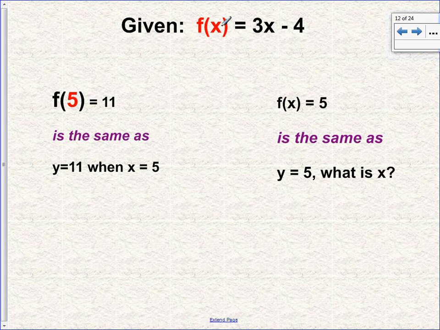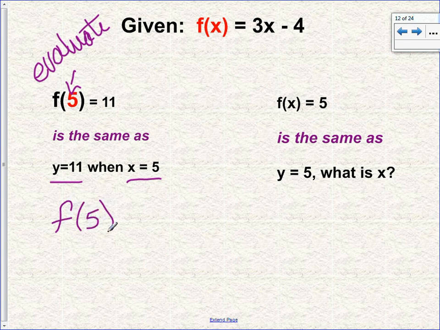So given f of x equals 3x minus 4, here's what we're going to do. We're going to evaluate given a value for x. So if I see f of 5 equals 11, anywhere I see x, I'm going to put in 5. This is basically telling me that when x is 5, y is 11. So here's what happened. They said f of 5 equals 3 times 5 minus 4. 3 times 5 is 15. 15 minus 4 is 11.